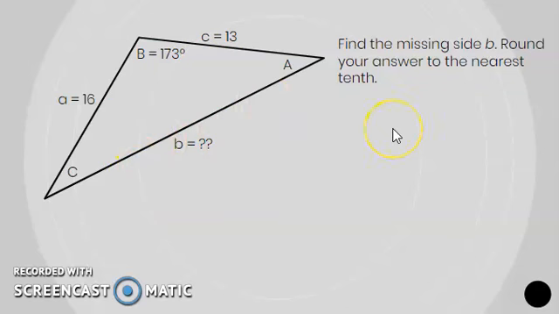Now you might think that we would be able to find it using the Pythagorean theorem, a squared plus b squared equals c squared. But the Pythagorean theorem only works with a right triangle, and the angle that we're given isn't 90 degrees. It is 173 degrees. Now this isn't a right triangle, which means that we won't be able to use the Pythagorean theorem to find this side.